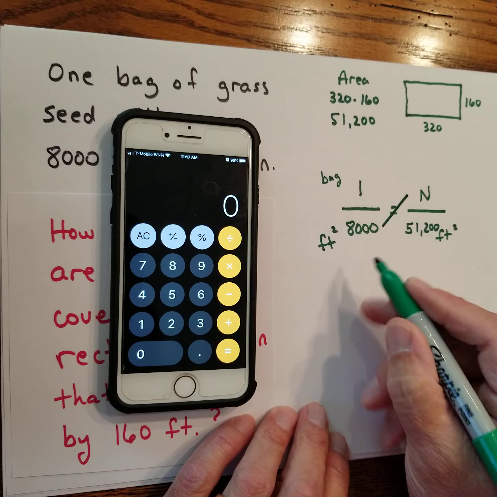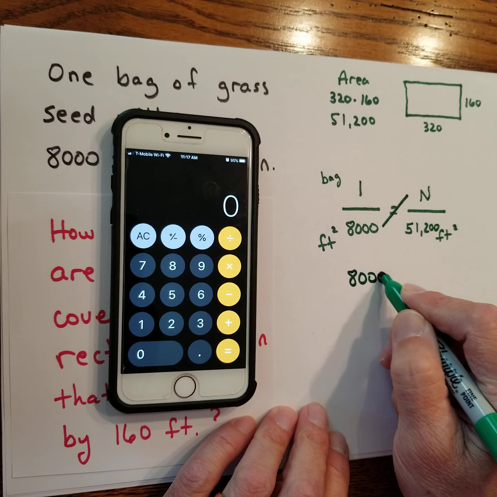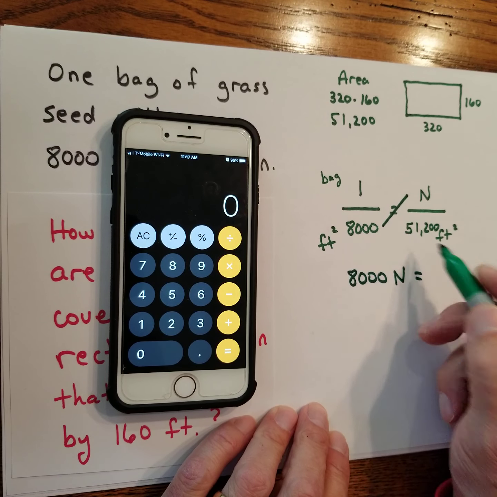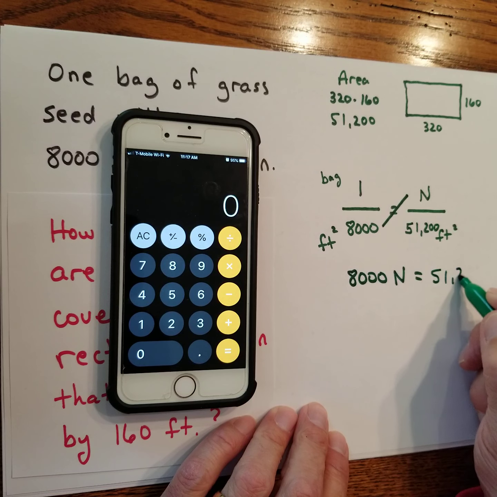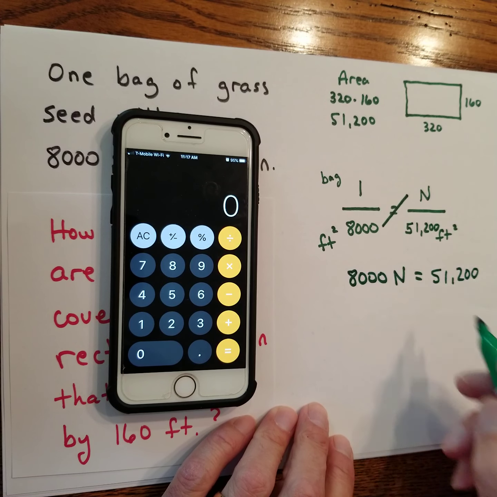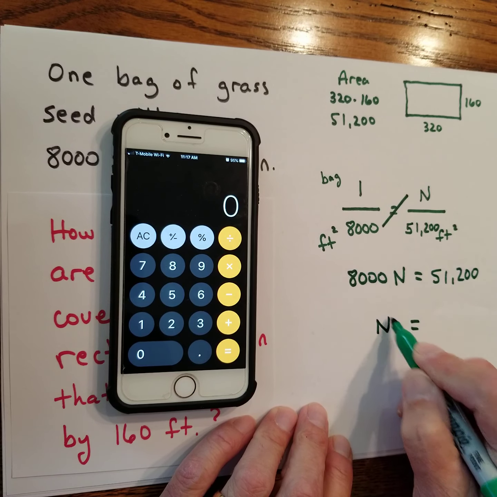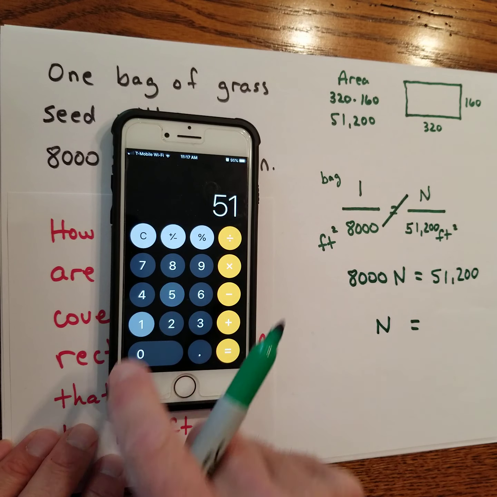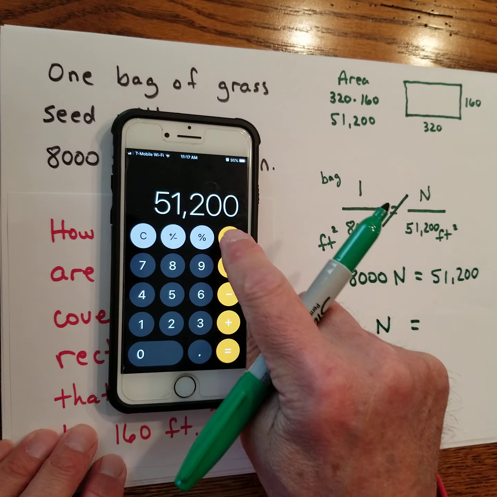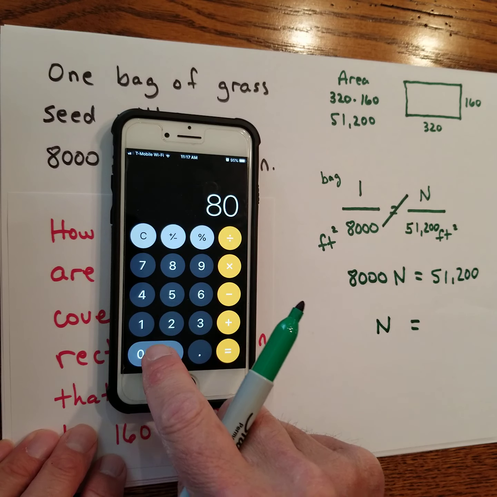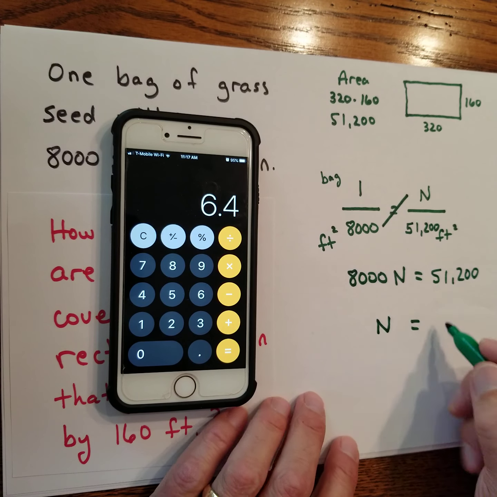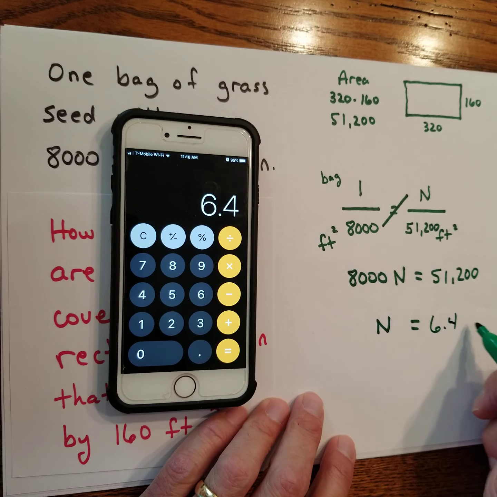8,000 times n looks like this. 1 times 51,200 is just 51,200. Now divide. 51,200 divided by 8,000 is 6.4 bags.